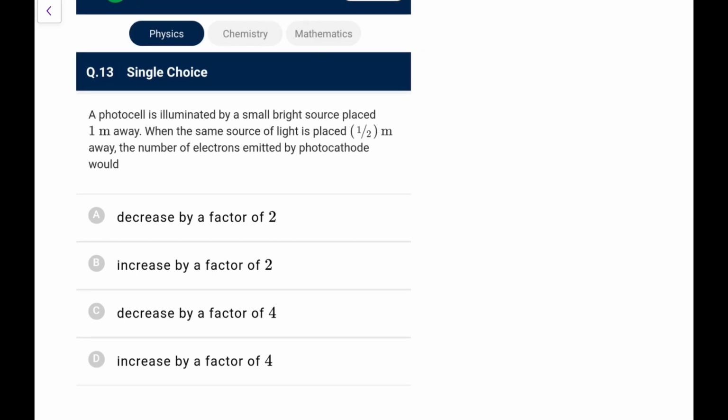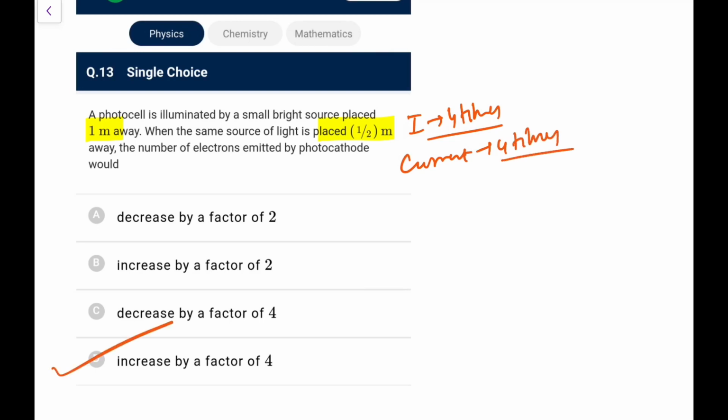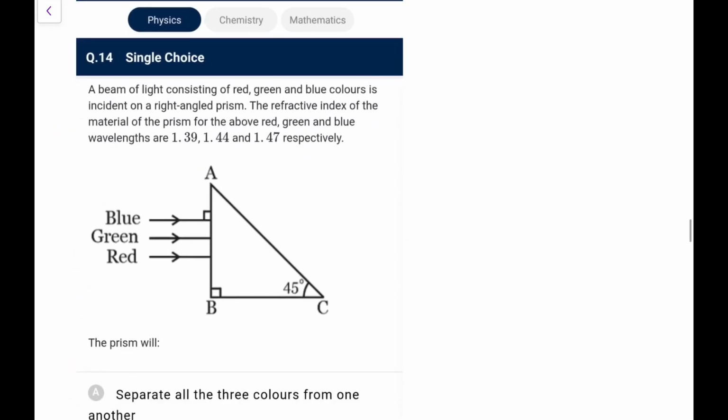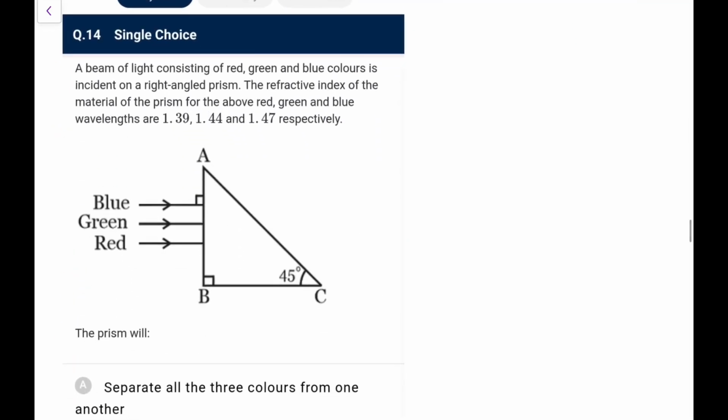A photocell is illuminated by a small bright source placed a meter away. When the same source is placed half a meter away, that means the distance is reduced to half, so the intensity will become 4 times. So the intensity becomes 4 times, so the current will also become 4 times while the K max remains the same. So it will increase by a factor of 4. That's an easy one for you. Go for option D.